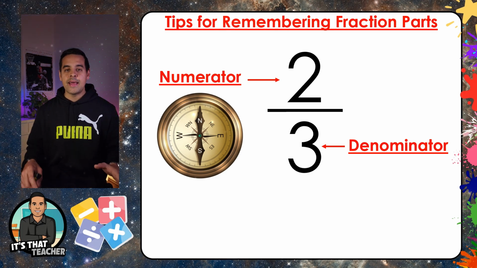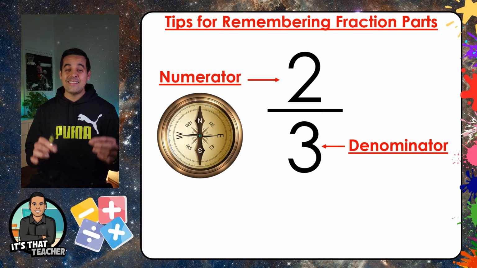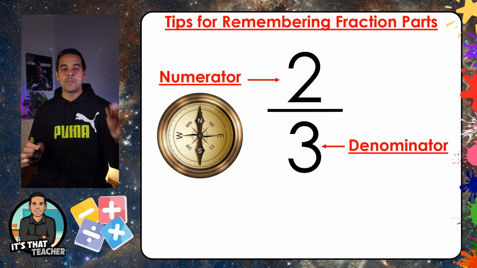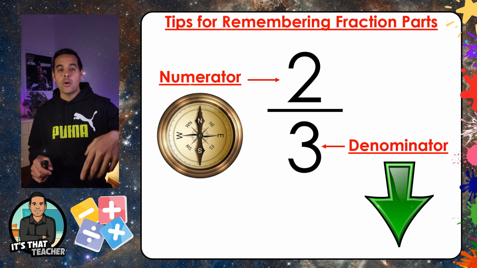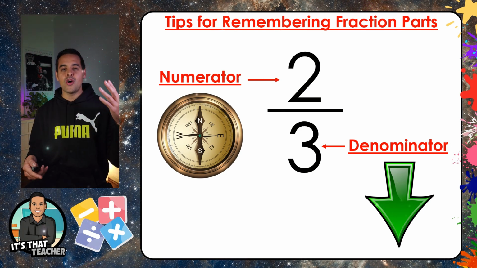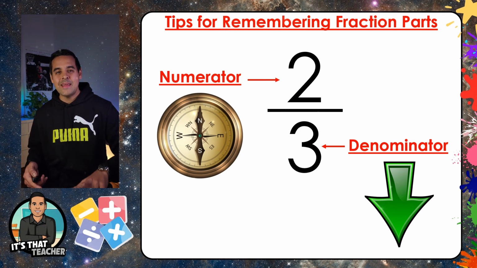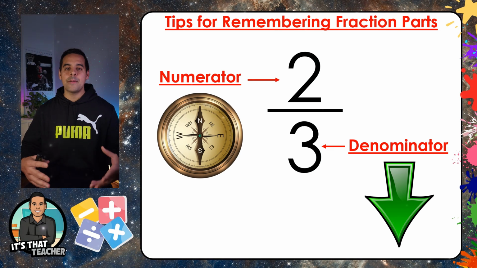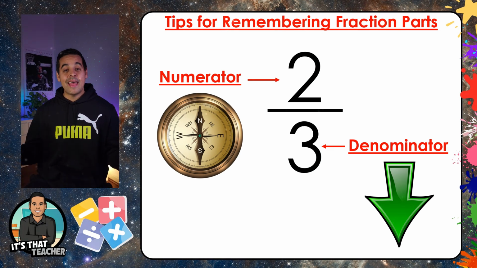Now the denominator. Think of the starting letter of denominator, the D. D for denominator and D for down. So the bottom number, pointing down, is the denominator. Those are 2 simple tips and tricks just to remember numerator and denominator.